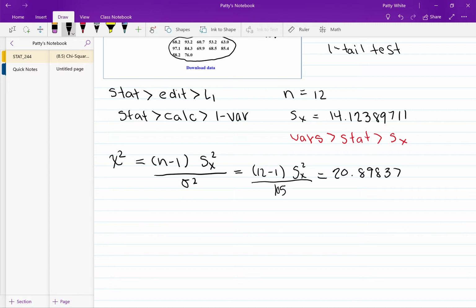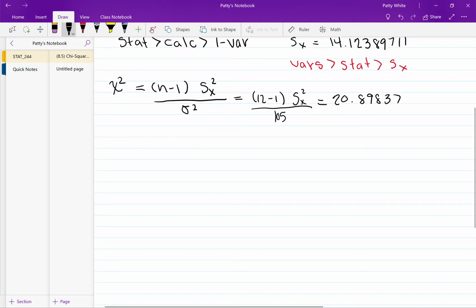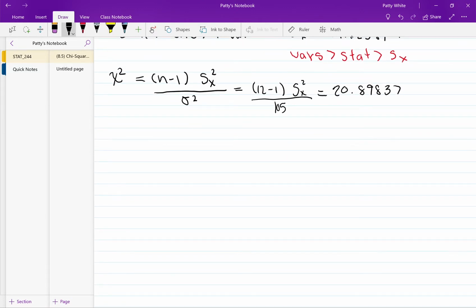Now to find your p-value, remember the p-value is the area from your test statistic to the tail. So just to remind yourself what the chi-squared distribution looks like, it looks something similar to this. So 20.89 would be way over in the tail, maybe somewhere over here. So let's say that's 20.89837. Our p-value is actually all of this area here in the tail.